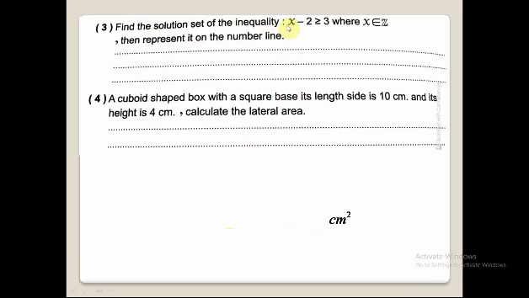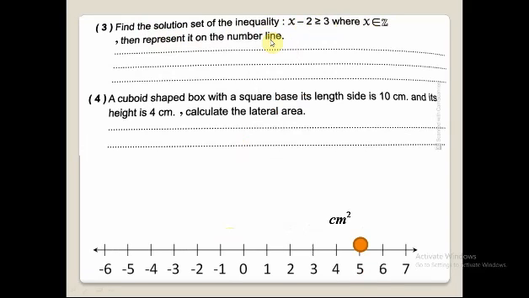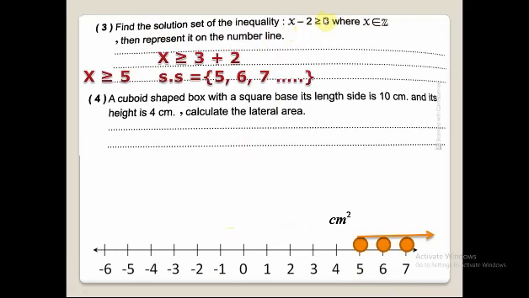Find the solution set of inequality x minus 2 bigger than or equals 3 when x belongs to Z and represent it on the number line. Anything beside x move to the other side with the opposite sign. So x bigger than or equal 3 plus 2. So x bigger than or equal 5. So solution set x bigger than or equal 5. So it's equal 5 and bigger than 5, 6, 7 and so on. I represent it on the number line. I start by 5, take 5, take 6, take 7 until infinity.